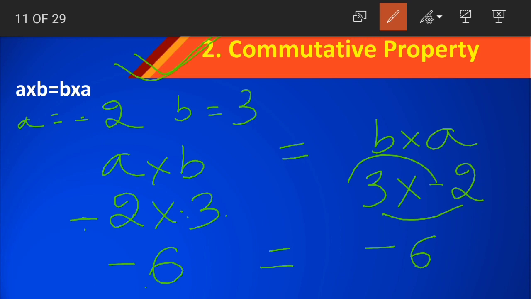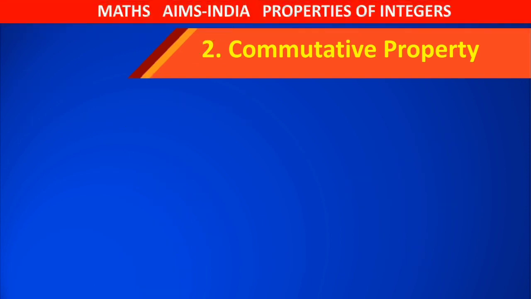Even if we take two negative integers, let us take minus 3 here. Let us make B as minus 3. The two signs are same, so the answer will be positive. Here also the two signs are same, so the answer will be positive. 2 3s are 6, 3 2s are 6. Again LHS is equal to RHS. So we can firmly say that multiplication of integers follows commutative property.